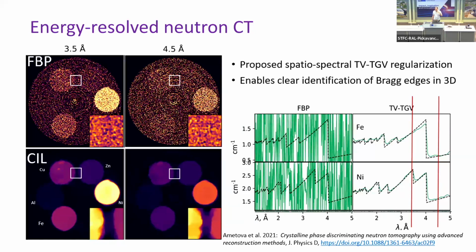The right-hand side shows the effect of a regularizer. This is an energy spectrum that you get from the time-of-flight experiment with traditional filtered back projection. It's all over the place. Put in a decent regularizer, then you get much smoother data, and in particular you can then identify the Bragg edges, which tell you something about the crystalline phase.